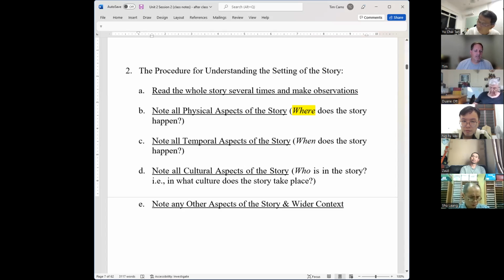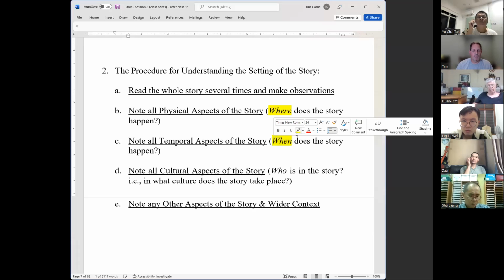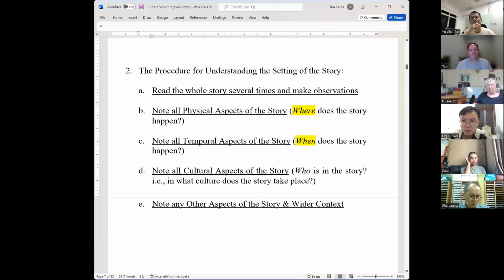And then secondly, the temporal or time aspects of the story. That is, when does the story take place? What time period? Do we know a particular time of year that it takes place? Do we know the time of day that it happens? So for example, when Jesus was walking on the water, that took place at night. So it's the time element of the story.